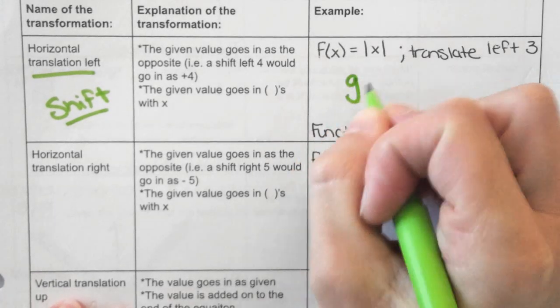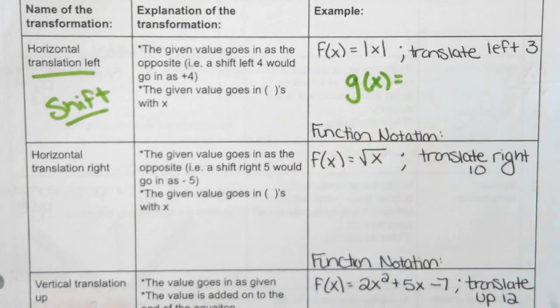So when I write my new equation, first of all, I'm going to switch the name. So anytime you undergo a transformation, you're going to switch the name of your equation. You don't have to call it g of x. You can call it h of x or whatever you'd like to call it, but give it a new name, okay? Because we are doing something to it, so it's a new function.